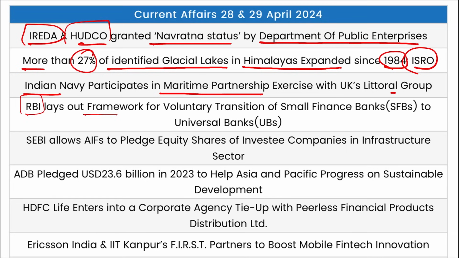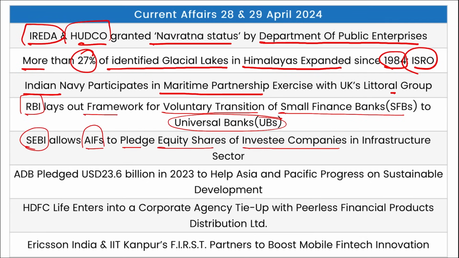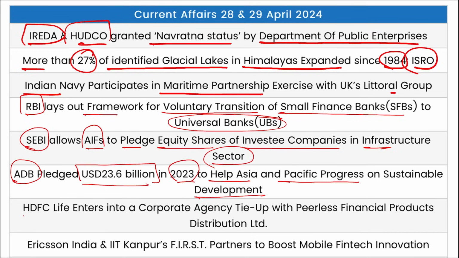RBI has laid out a framework for voluntary transition of small finance banks into universal banks. SEBI has allowed AIFs to pledge equity shares of investee companies in the infrastructure sector. ADB, Asian Development Bank, has pledged $23.6 billion in 2023 to help Asia and the Pacific progress on sustainable development. HDFC Life entered into a corporate agency tie-up with the Peerless Financial Products Distribution Limited.